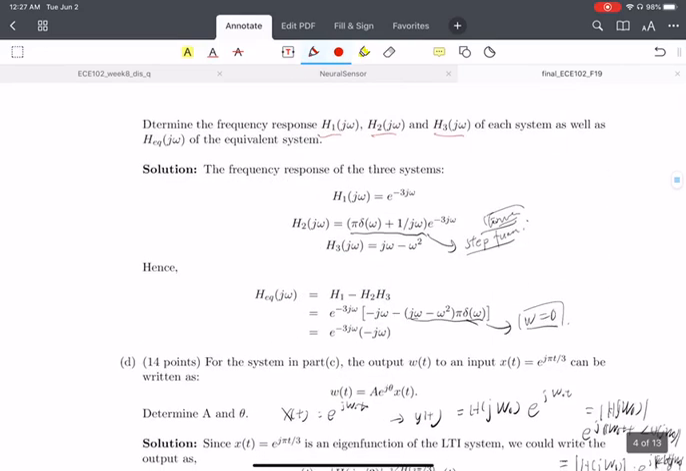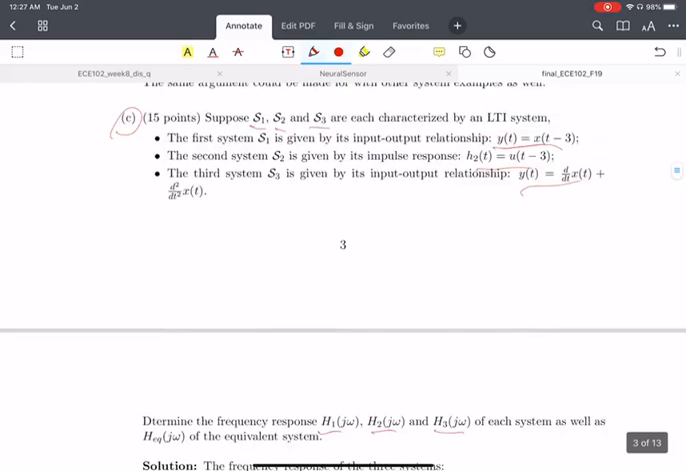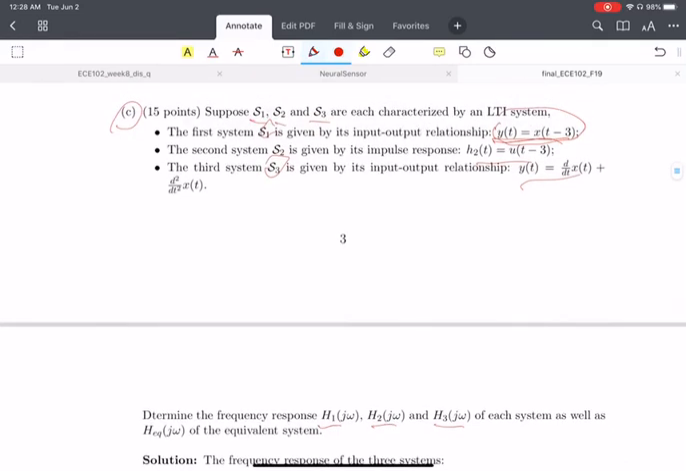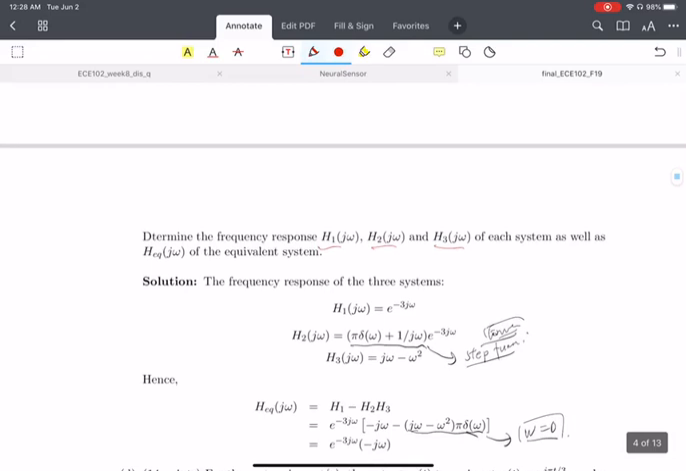Yeah, so H1(jω), for the system S1 and S3, you can just take the Fourier transform of it, and then you just need to find Y1(jω) divided by X1(jω). So this is H1(jω). So does the H3(jω).